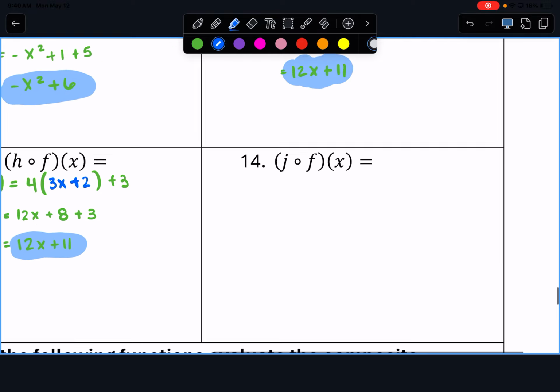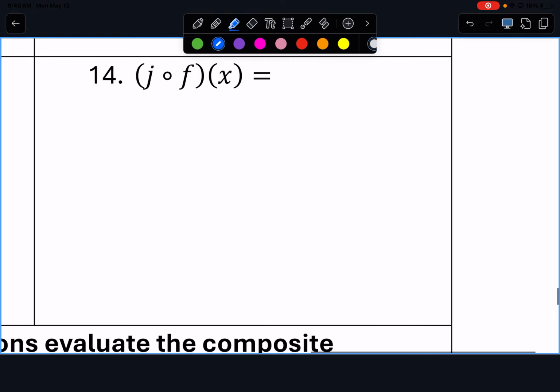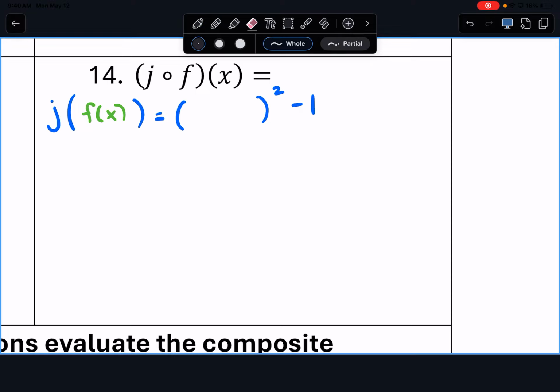Now I want y'all to go ahead and look at number 14. Okay, we're going to do 14 all together. So for 14, it is j of f of x. So we're going to start with function j. What is function j? So we have x squared, then minus 1. And we are going to plug in f of x. What is f of x? 3x plus 2.